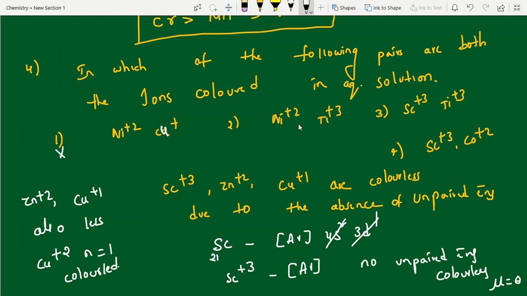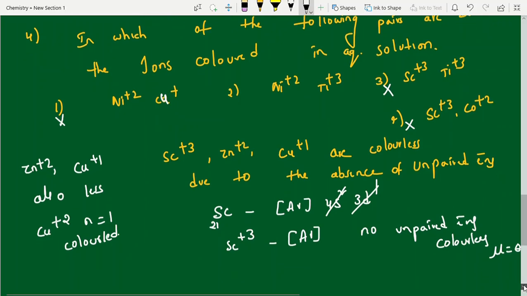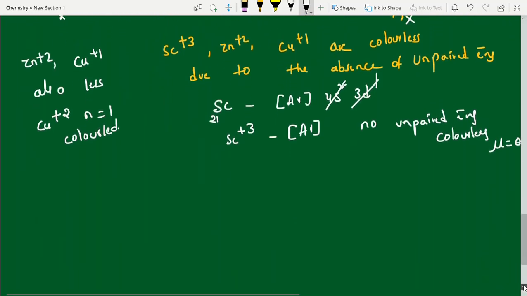Here, nickel plus 2, titanium plus 3 are colored. I can show. See, scandium plus 3. So this is not your option. Scandium plus 3, so at least one is matching. Finding your answer is very easy. Right. Now I can show nickel plus 2, titanium plus 3.